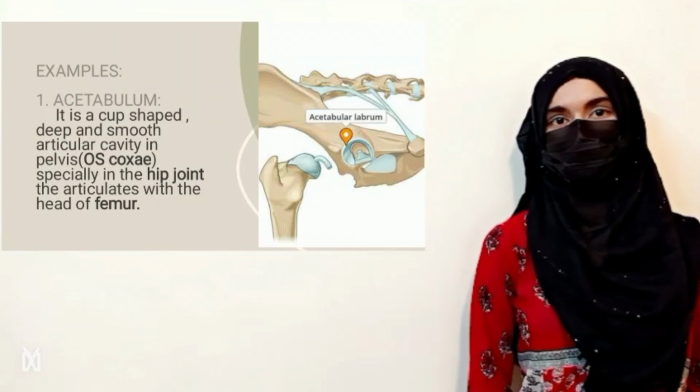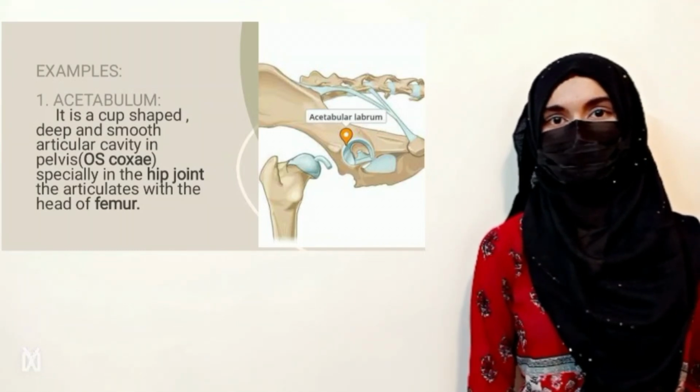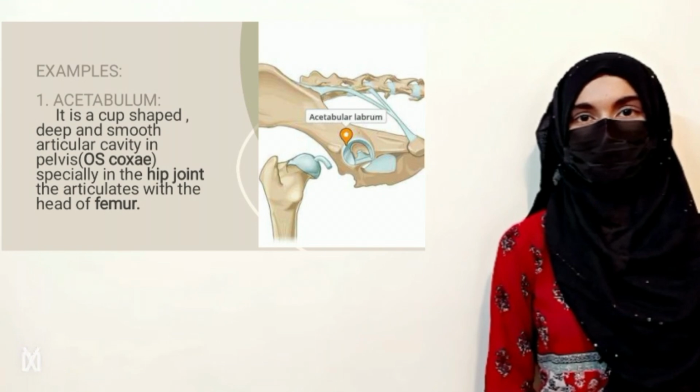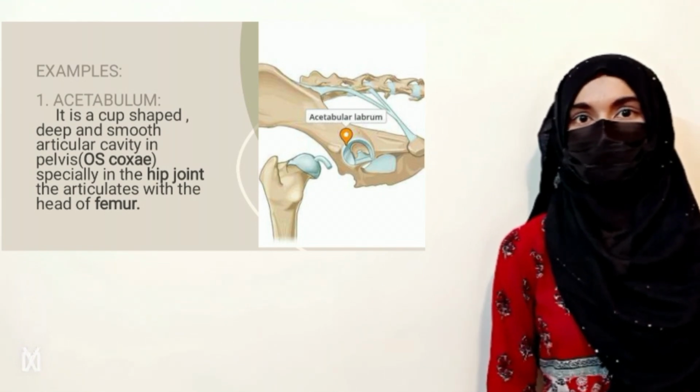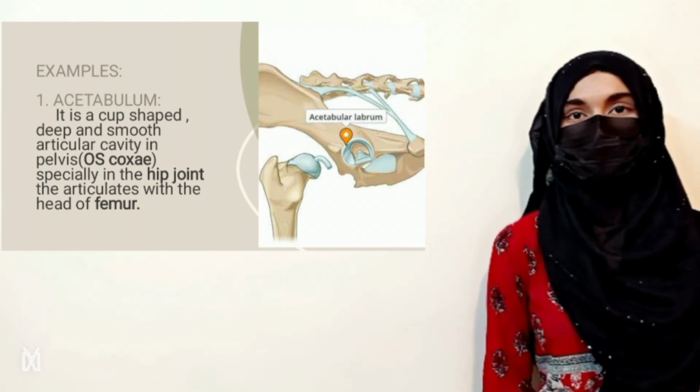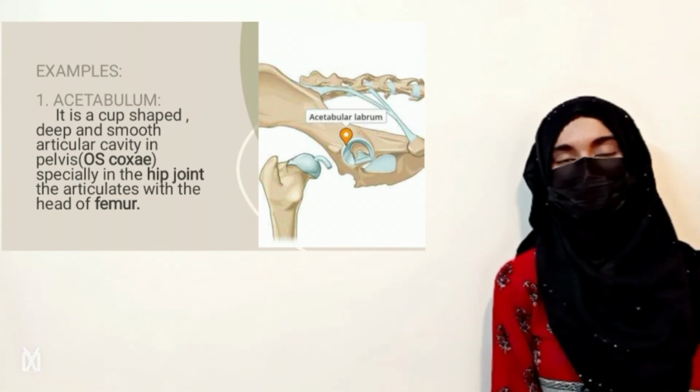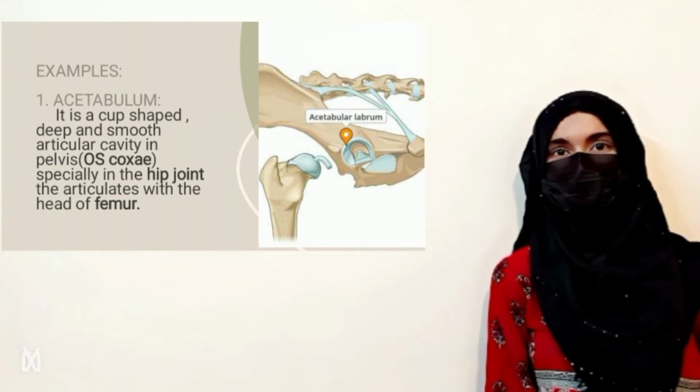The first example is acetabulum. It is a cup-shaped, deep and smooth articular cavity in the pelvis, also known as os coxae, especially in the hip joint, that articulates with the head of the femur.